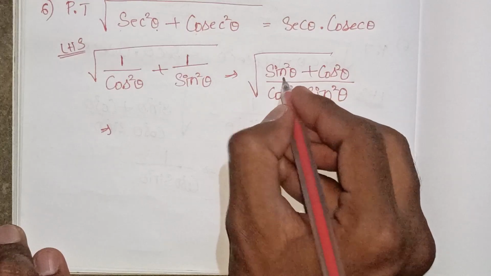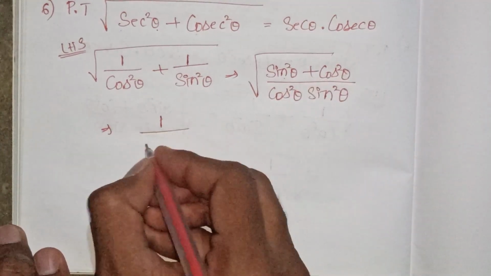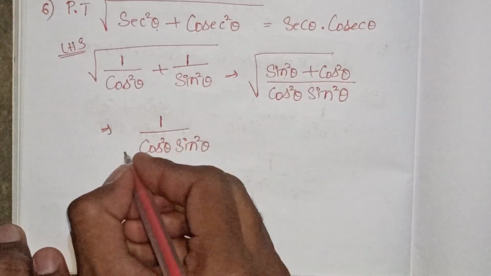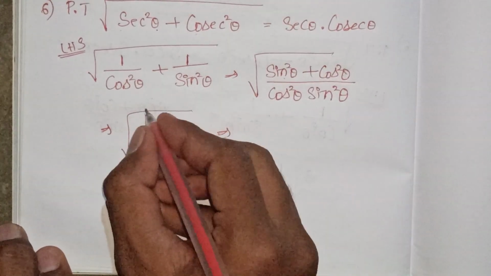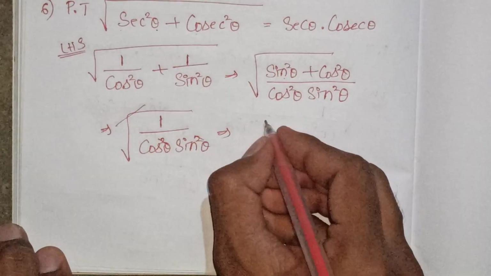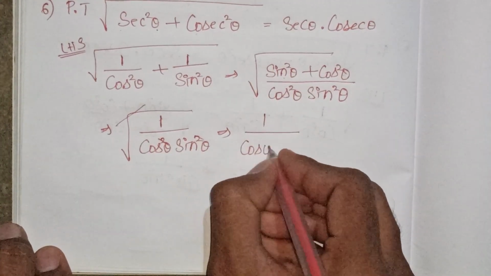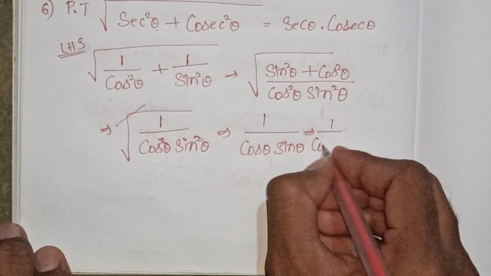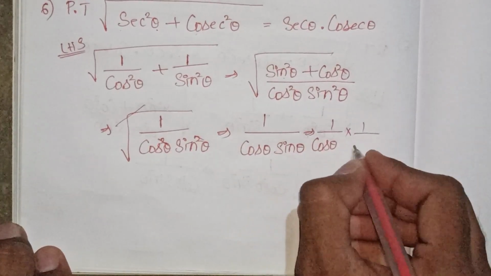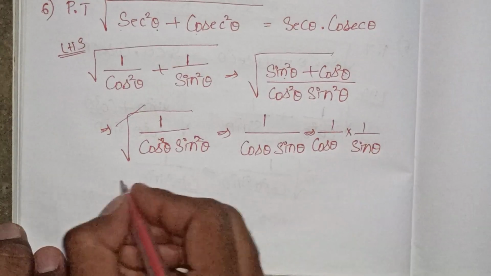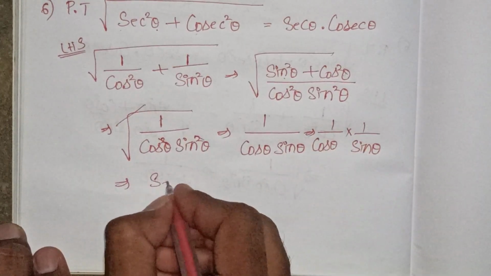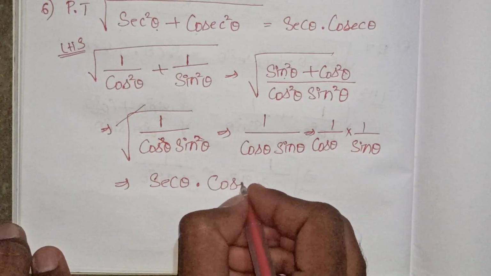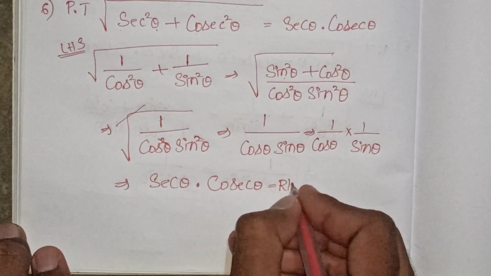We know that sin²θ + cos²θ can be written as 1, so 1 by cos²θ sin²θ whole under root. Now, root and square can be cancelled out. Therefore, 1/(cosθ sinθ). This can be changed to 1/cosθ into 1/sinθ. Therefore, we know that 1/cosθ can be changed to secθ, and 1/sinθ can be changed to cosecθ. Therefore, it is our RHS.